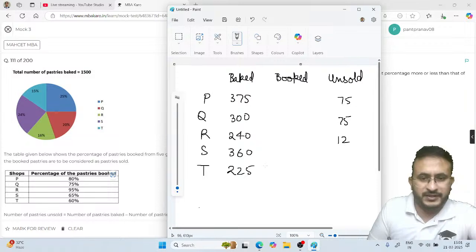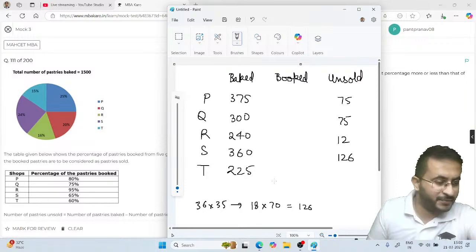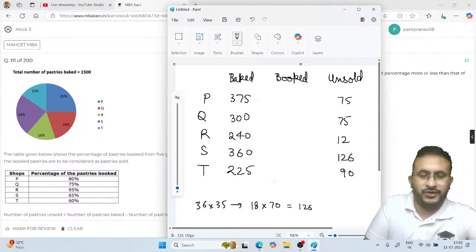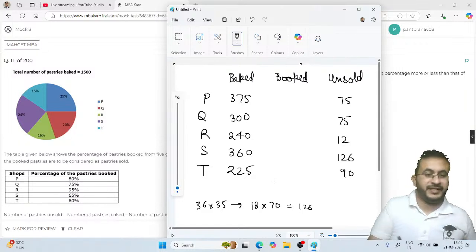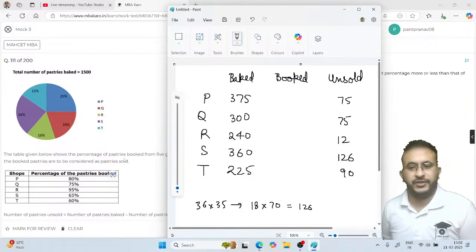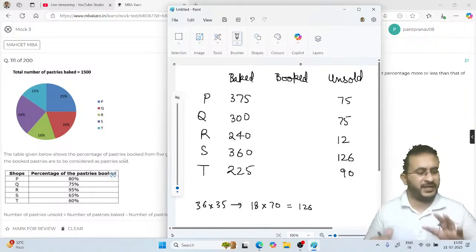And 35%. 36 into 35. Calculating 35% of 360, 36 into 35 can be done as 18 into 70, which is 126. So 126 will be unsold, and you can subtract and get how many are sold. Then 225, 40%, that is 90 are unsold. Unsold and booked we can calculate. See, always calculate smaller values. Calculating 95% will be difficult compared to calculating 5%, right? So I preferably calculate these smaller values and then subtract, because subtraction is easy.